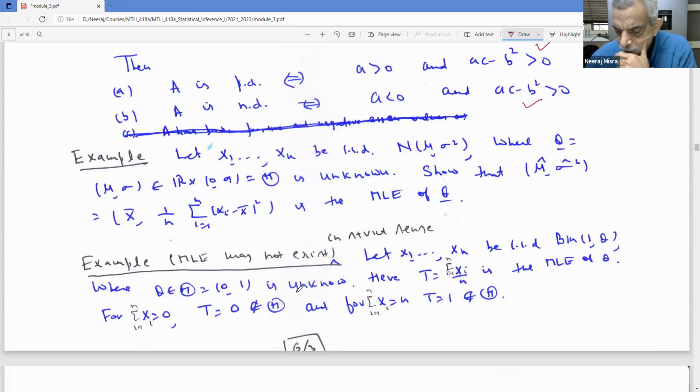So let me stop over here for the time being. I have posted a new homework, which is basically on Basu's theorem. It has problems dealing with only Basu's theorem. So you may try to do that.